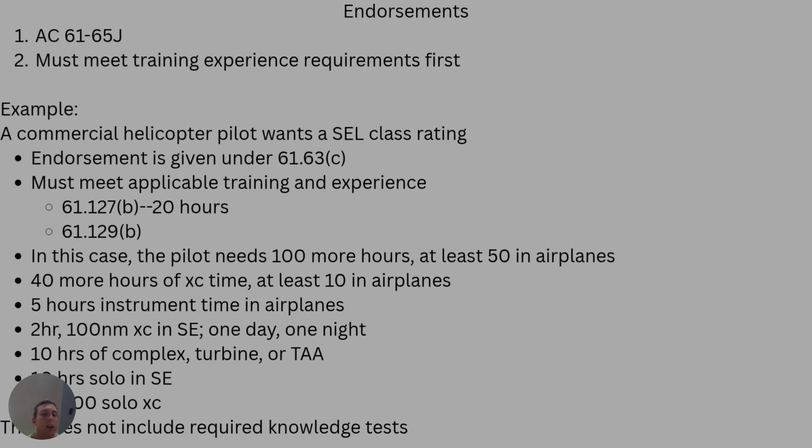And then you'll need 10 hours of instrument time, assuming he's not already instrument rated. He already has 5 for his helicopter rating, and he'll need 5 more to meet 10, but those 5 have to be in an airplane. Then he'll need just a 2-hour cross country at night, that's at least 100 nautical miles. So one in the day and one at night. And then he'll need 10 hours of complex time, turbine time, or TAA time in an airplane.